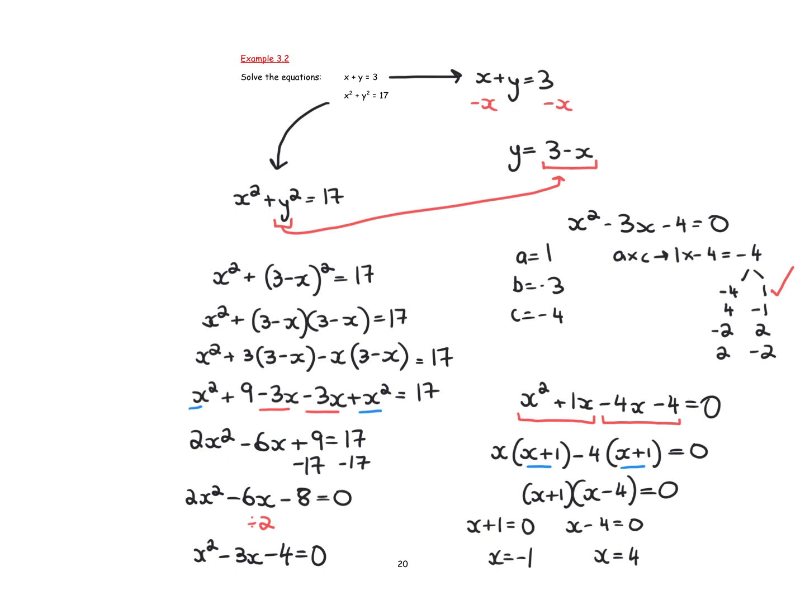Now, I have my values for x, the minus 1 and 4, and I can use those values to figure out what y is. Up at the start, we figured out that y was equal to 3 minus x. However, now knowing what x is, if x is equal to minus 1, well then y is going to be equal to 3 minus minus 1, which will be y equal to 4. And if x is equal to 4, well then y is going to be equal to 3 minus 4, so y will be equal to minus 1.